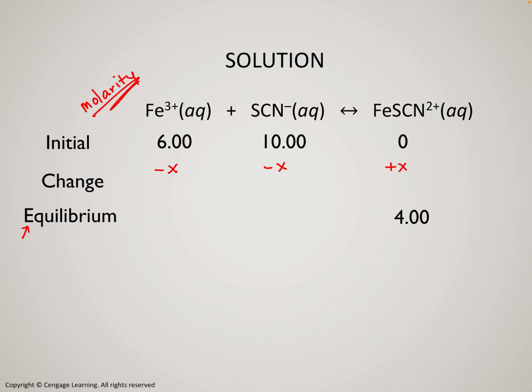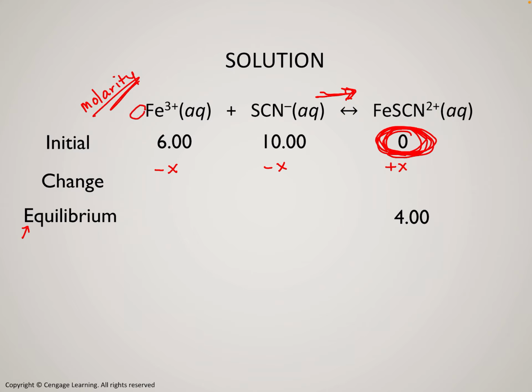plus x. And the reason that I know my reaction is going this way is because we have 0 molar of our product to start with. The only way it can go is to the right. It couldn't go left, it doesn't have any products to do anything with. It has to go make some products because we are starting with 0. So that means our reactants are going to get minus x and our product is going to get plus x.